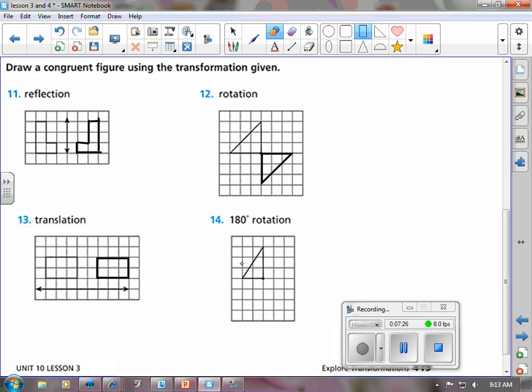Okay, 180-degree rotation. I want you guys to try that one and then come back and check your answer. All right, so welcome back. You guys should have it looking kind of like, and I have to pull mine a little bit more because it's not quite the right shape. Kind of like this. Okay, that's what your triangle should look like.